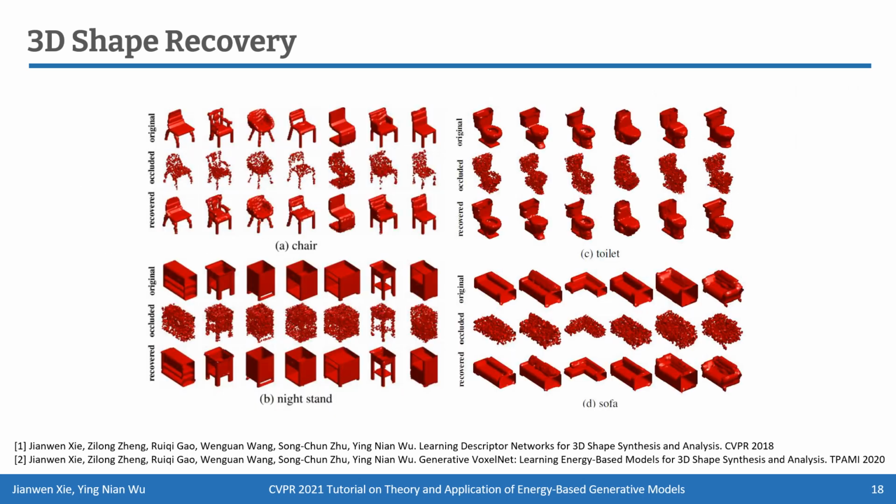Here are some results of 3D shape recovery for each category. The first row shows the original examples, and the second row shows the corrupted testing examples. The last row shows the recovered result by the learned model. The recovery is performed by running a few steps of Langevin sampling, starting from the corrupted examples.